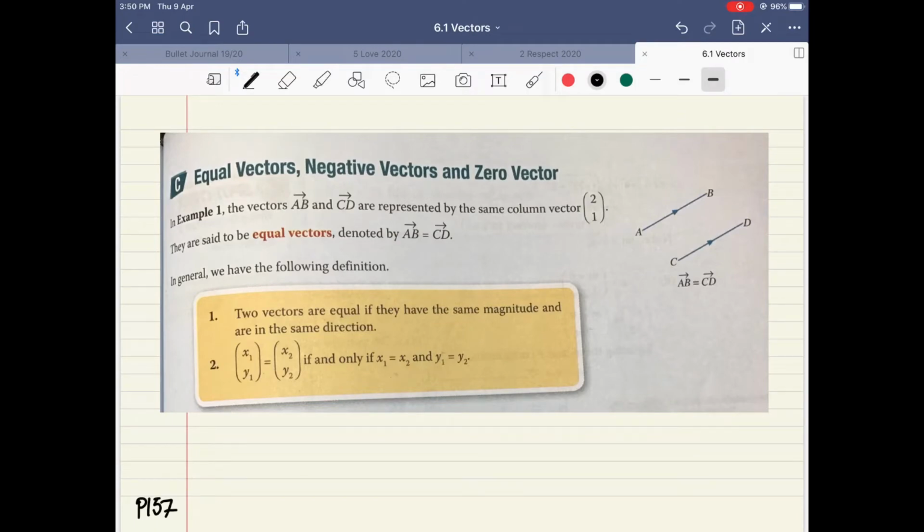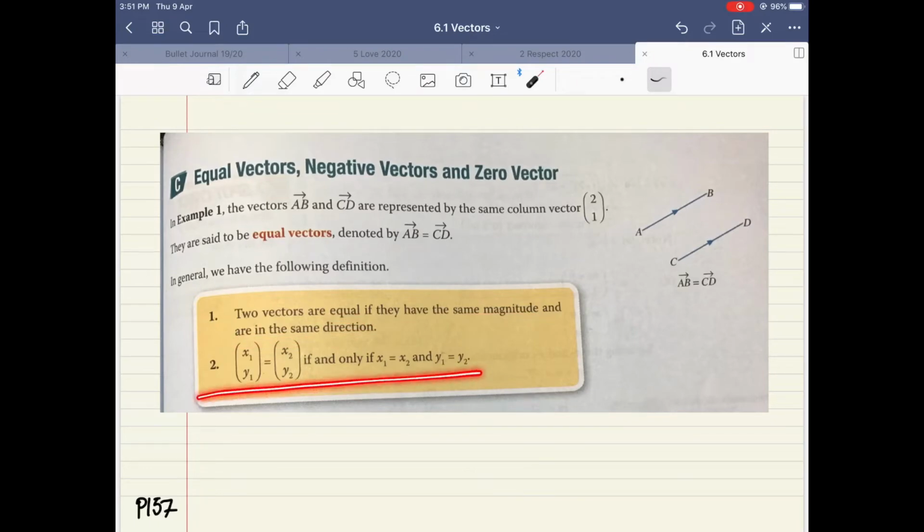Now we are on page 157 of your textbook. We are going to talk about equal vectors. As I briefly mentioned in the previous slide, two vectors are equal if they have the same magnitude and are in the same direction. I give you the example of AB and CD now. They both have the same length, and they also both have the same direction. Having the same length means it's the same magnitude. Hence, the vectors are equal if they have the same magnitude and are in the same direction.